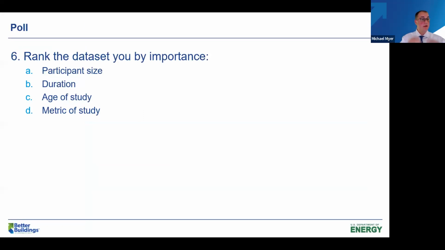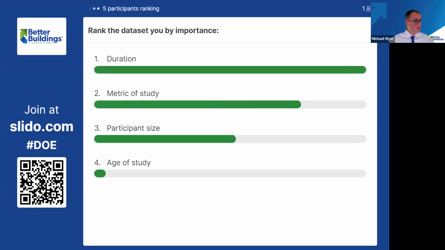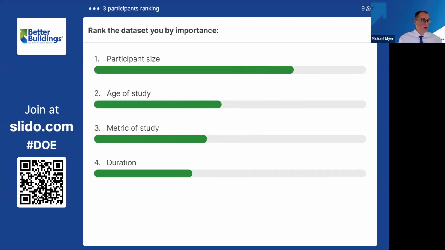Perfect. Okay, so then we have the second question: can you also rank the data set by importance? So I showed you, our last question was all about how accurate or who did the data set of the NEI. Now, as they start sharing this data, do you consider participant size important, or duration, or the age of the study, or the metric? And the metric could be whether or not they're using illuminance as a proxy for circadian health, or maybe using temperature as a proxy for IAQ.